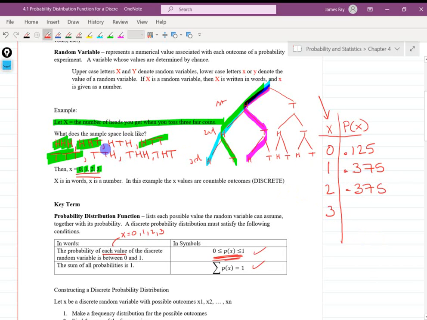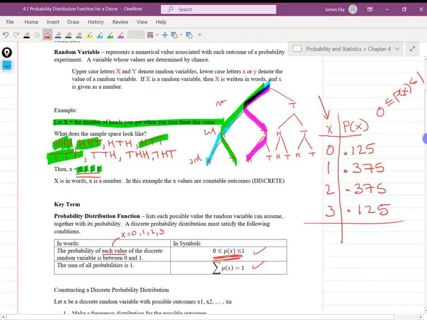And then 3 heads, we're just back to this one here, right? So 0.125 again. The idea is that each one of these probabilities is between 0 and 1. And if you add those up, you get 1. So the sum of your P of X's is indeed 1 there. And that's a probability distribution function. Is that pretty easy to do?